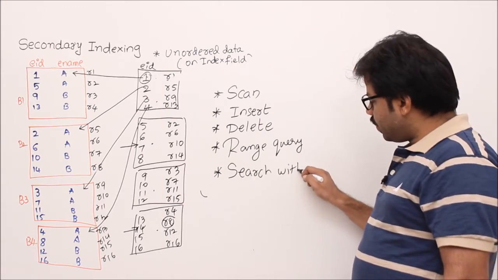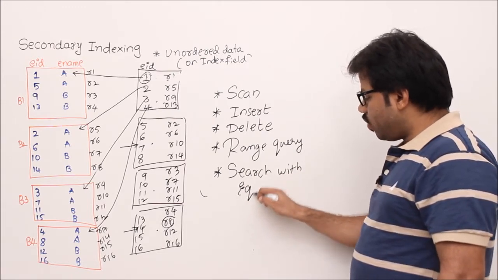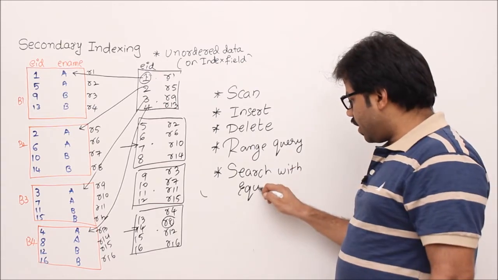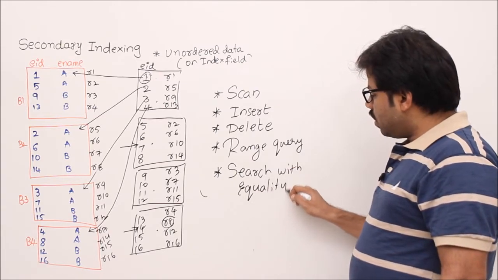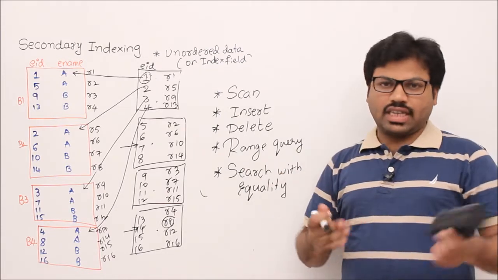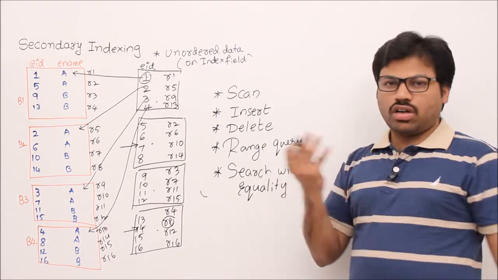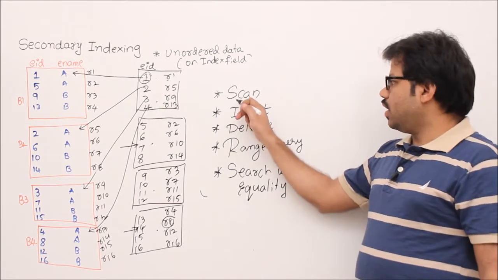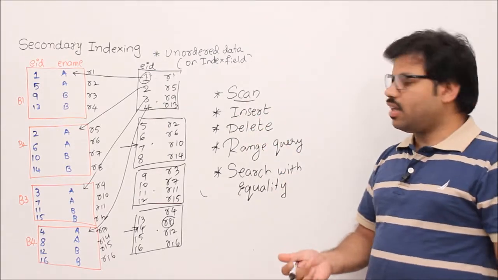So they might search with equality, like where employee ID equal to 100. That is search with equality. For this, we will see the time complexity. This time we don't go with rigorous analysis, we just see the number of block transfers, that is more than sufficient. Example, scan. How to scan?